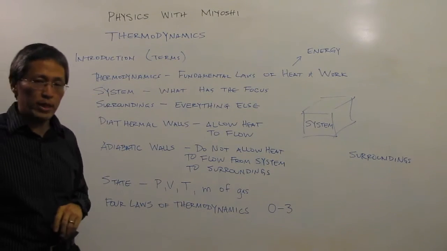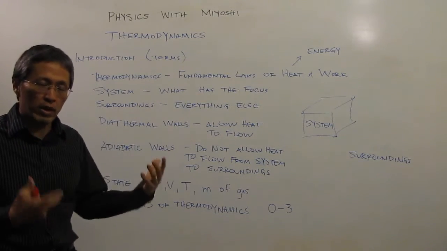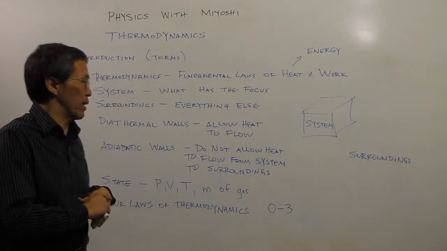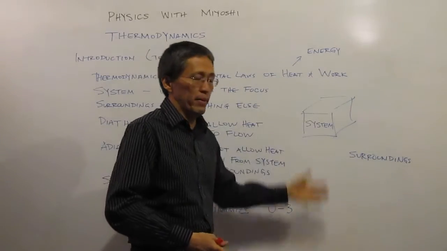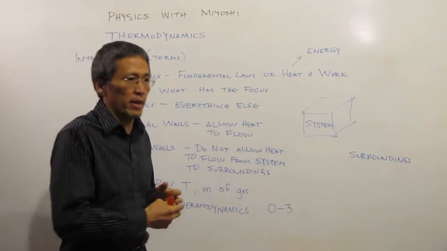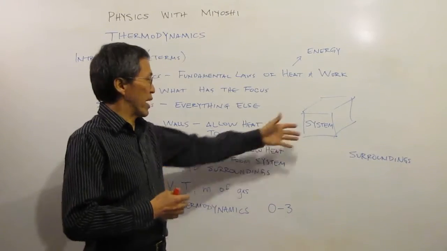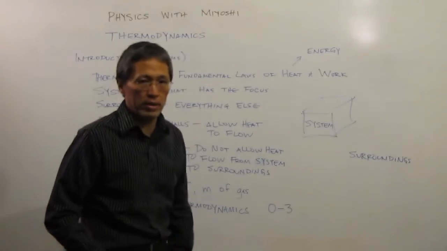A system, we need to know what a system is, and a system is merely what has the focus. What are we trying to look at and find out what it's all about. The surroundings is everything else. So my system could be my house, it could be the engine in my car, it could be any number of things. Whatever it is, that's what has the focus, that's my system. Everything else, that's the surroundings. Okay?